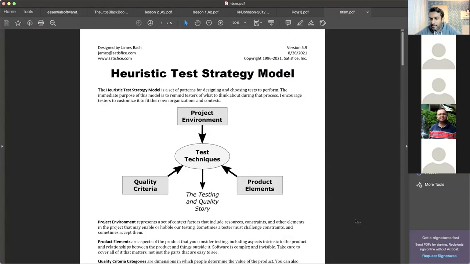Can you see my screen? Can anybody just confirm? Faiz, you can see my screen? Yes. Yeah. Yes. Thank you. All right.